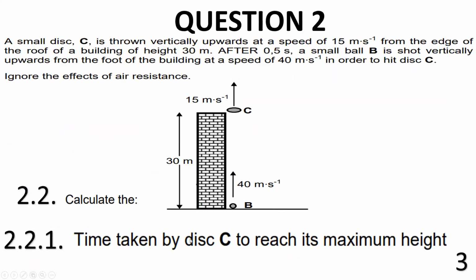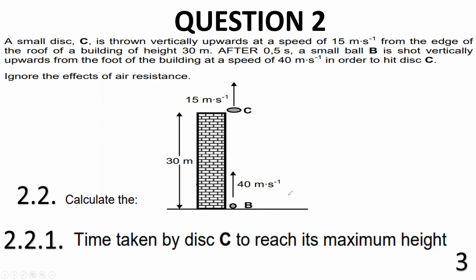2.2.1. Time taken by disk C to reach its maximum height. Okay, we know initial velocity. And then for B, just for this kind of questions, please separate objects. Just don't calculate same time. Just think with one object to make it easy for you. Question 2.2.1, we are busy with object C.